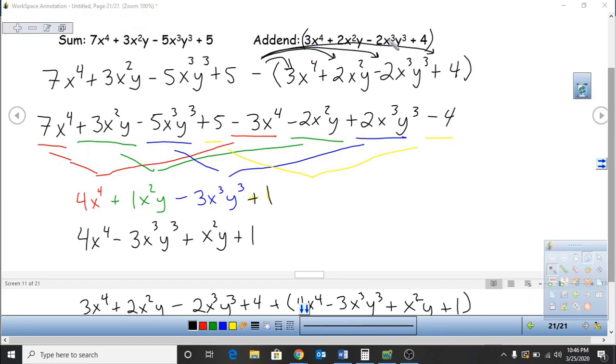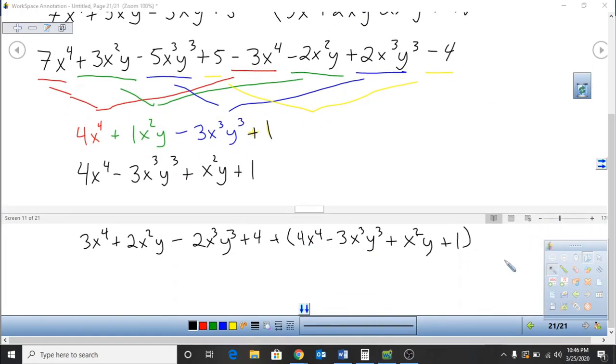Now again, this plus symbol is not going to affect anything in the parentheses. And again, I'm taking the new addend to make sure that the sum is this, right? Since this plus doesn't affect anything, I'm just going to start underlining the like terms. So x squared y with this x squared y, and then x cubed y cubed with this x cubed y cubed, and then number with number. Okay, so I'm just going to go ahead and start combining.